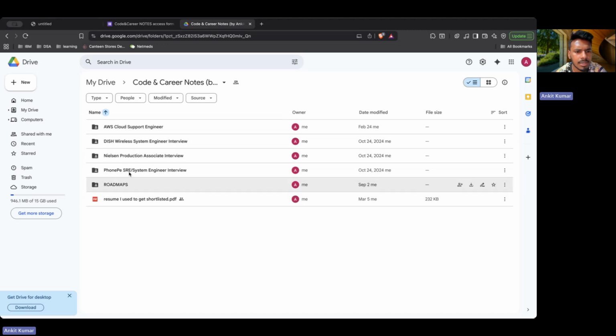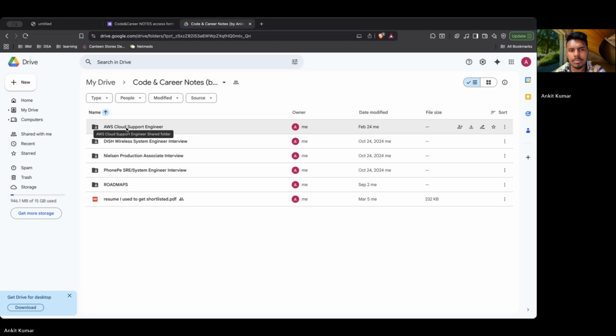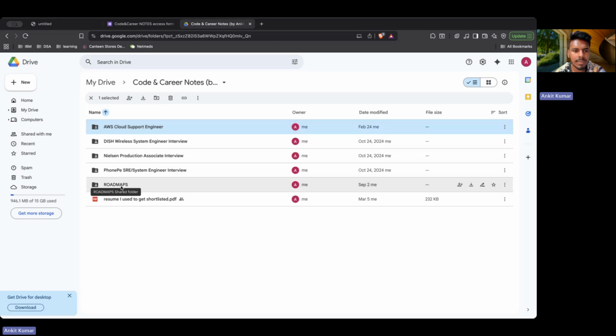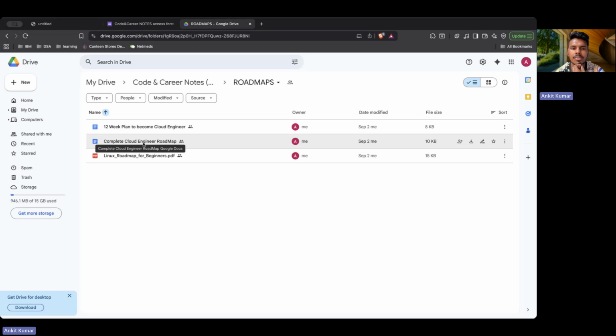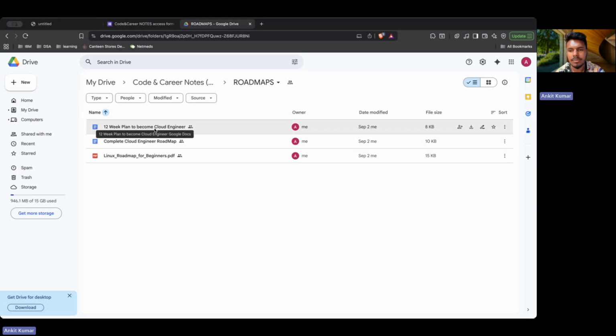So all these are not important. I guess most of you who watch my videos are asking for the notes only for the AWS Cloud Support Engineer role, and it is applicable for both Cloud Support Engineer and Cloud Support Associate. And I have created roadmaps as well for becoming a cloud engineer, to complete your Linux, and this is also a complete cloud engineer roadmap. These two you can follow to become a cloud engineer if you're interested in cloud or want to get into DevOps or something like that. These roadmaps will also very much help you.